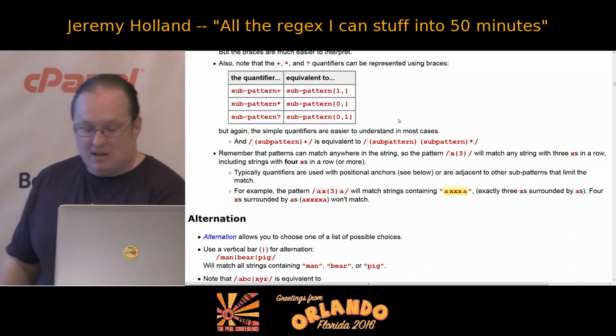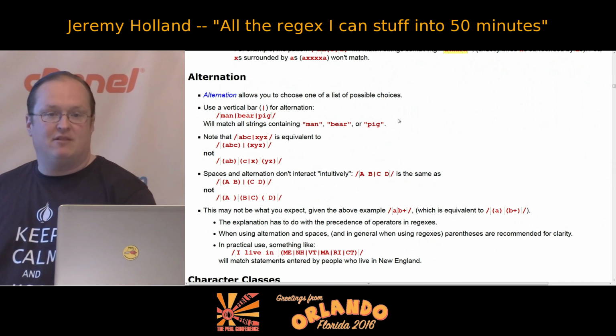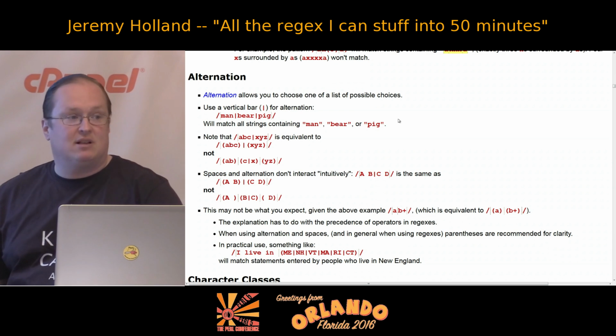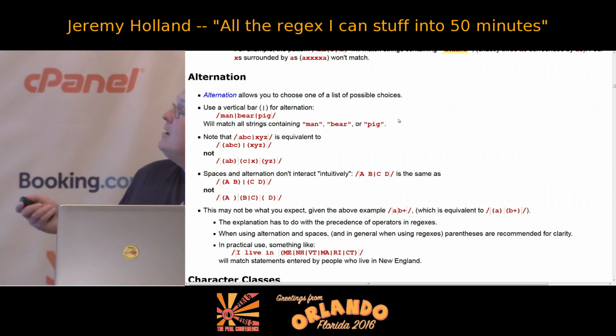Alternation allows you to choose from a list of possible choices. So this regex will match any string that includes man, bear, or pig. Note that this with the alternator is equivalent to having parentheses around it.